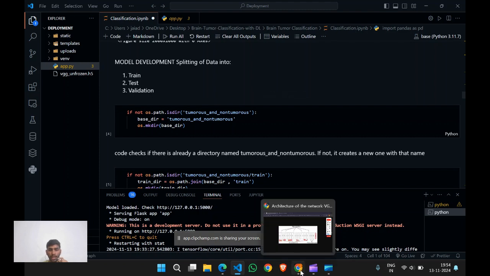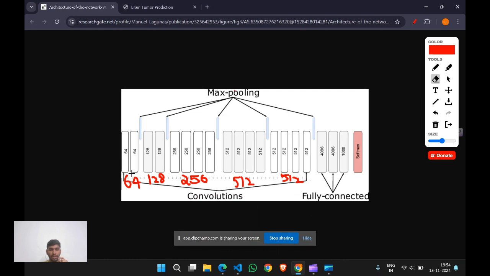Coming on to the architecture of VGG19, here you can see five blocks, that is 16 convolutional layers, three fully connected layers and one softmax layer. Speaking about the numbers written below, that is 64, 128, 256, 512, and again 512, these are the filters applied on the images. In each phase, 64 filters are extracted. The filters are nothing but the features. Here it's around 64 features, 128, 256.